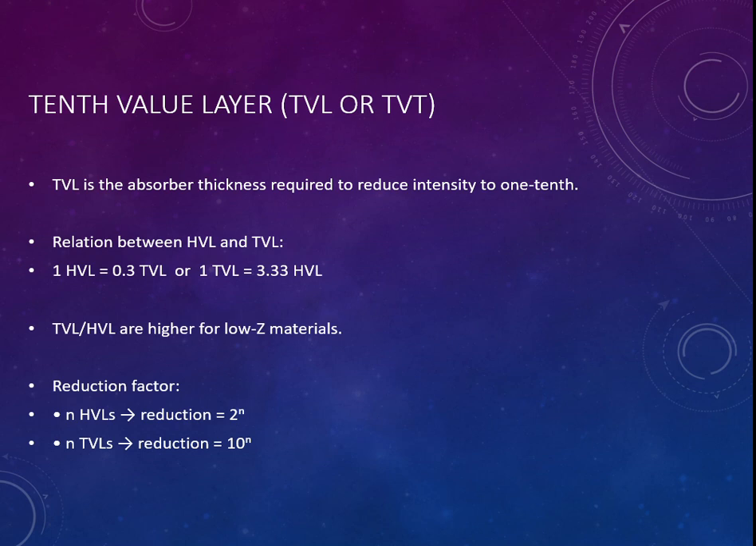Slide 6, 10th value layer, TVL or TVT. The 10th value layer, or TVL, is the thickness of material that reduces the X-ray intensity to 1/10 of its original value. 1 TVL is roughly equal to 3.33 HVLs. TVL is commonly used in radiation shielding and protection design, especially in hospitals and laboratories.